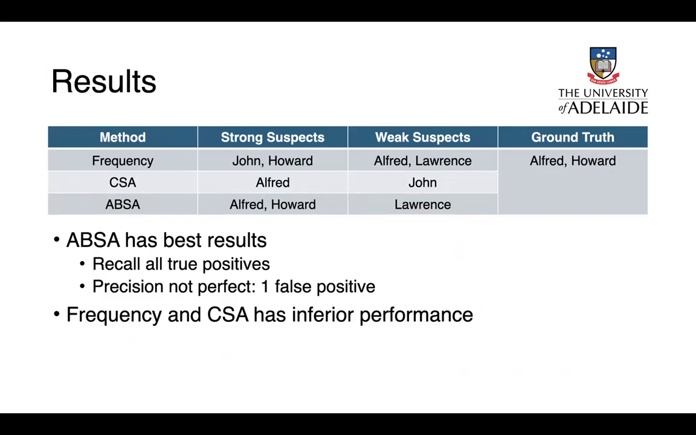We compare these 3 methods. The ground truth is that Alfred and Howard are our target culprits. We say that ABSA has the best results. It records all true positives. Although its processing is not perfect because there is a false positive.